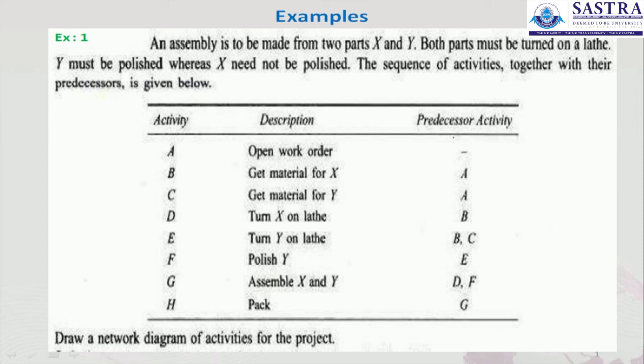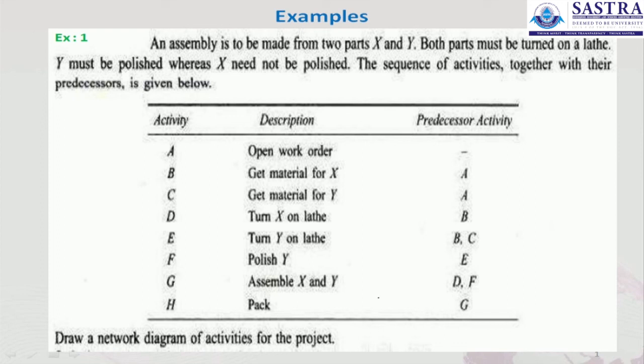So the predecessor activities are there. For the initial activity, it is mentioned as a dash, since there is no predecessor for the initial activity A. For B the predecessor is A. And the remaining ones are A, B, BC, E, D, F, G. Now draw a network diagram of activities for this project.